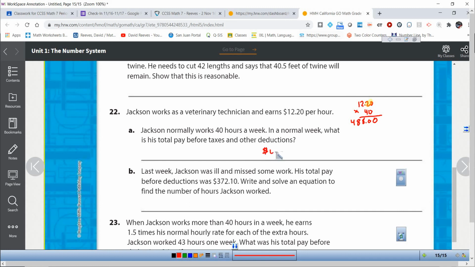So we get $488. And again, if we want to estimate if that's reasonable, well, this is 12 times 4. 12 times 4 is 48, right? So 12 times 40 would be 480. So that's certainly a very reasonable answer.